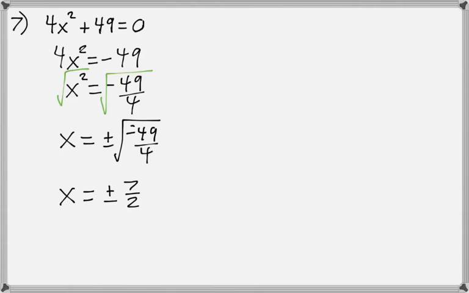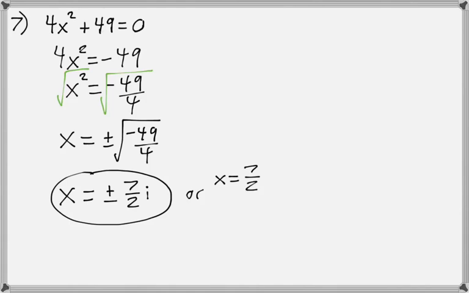But because there was this negative on the inside of the radical, we need to put an i. So x will be equal to plus or minus 7 over 2 times i. And then the expanded form of this, if you want to write it like that, would be 7 over 2 times i and negative 7 over 2 times i.